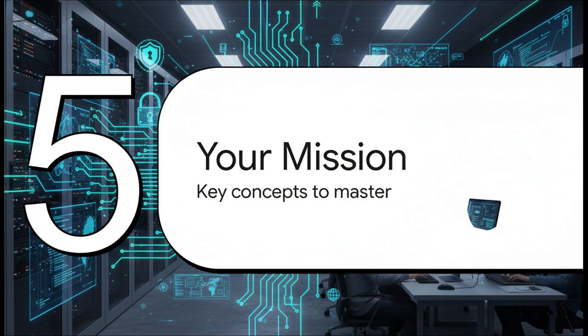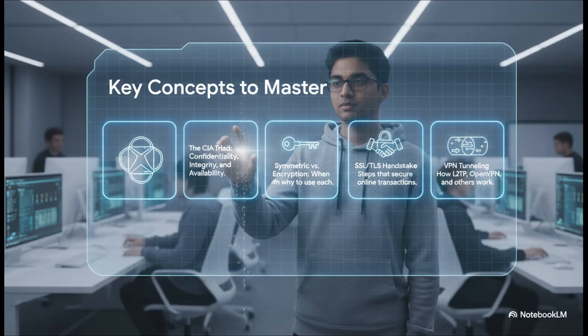As you sit down to read Chapter 4, I want you to really focus on these specific key concepts. First, you absolutely have to master the CIA triad. That's confidentiality, integrity, and availability. Ask yourself why this is the bedrock of all security. Next, really dig into the difference between symmetric and asymmetric encryption. What are they, and when would you use one over the other?